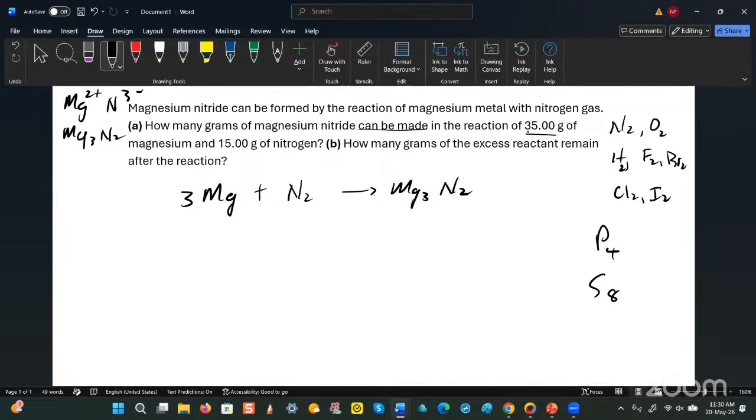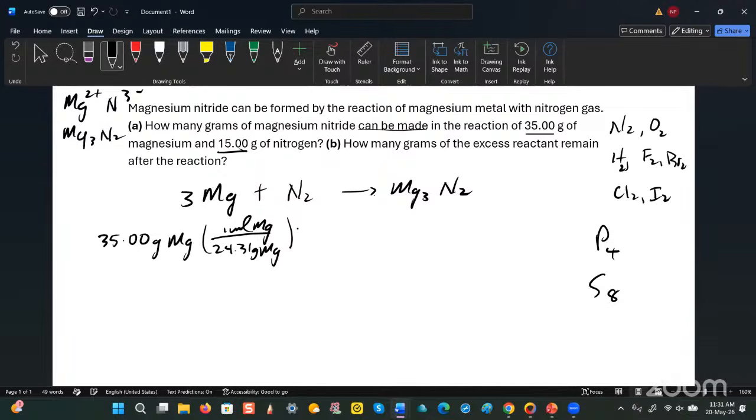Okay, so the question is asking, how many grams of magnesium nitride can be made in the reaction of 35.00 grams of magnesium and 15.00 grams of nitrogen? This is the way I would go about doing it. I would start out with the 35.00 grams of magnesium, and then convert that to moles. So 1 mole of magnesium would go up top, and below would be the molar mass, which is 24.31 grams of magnesium, right?